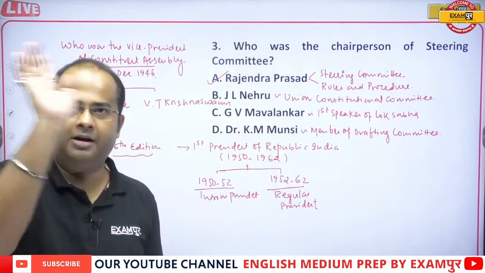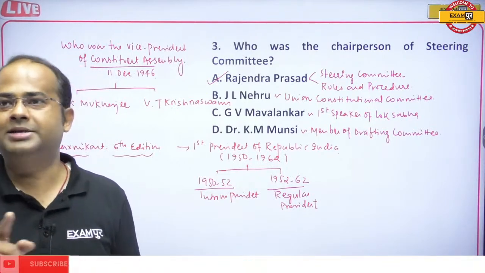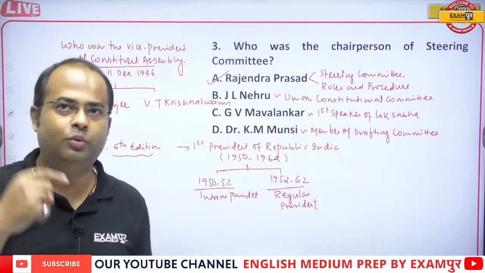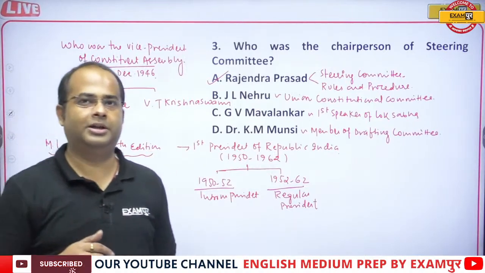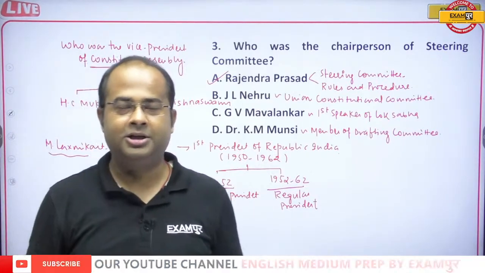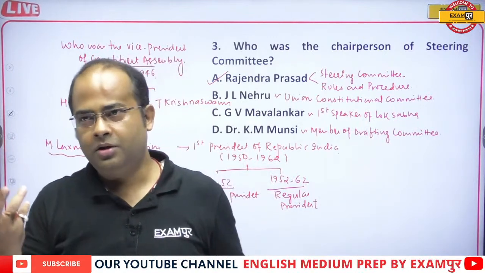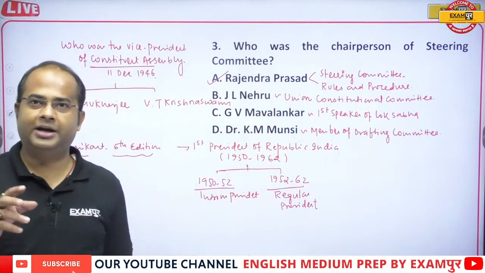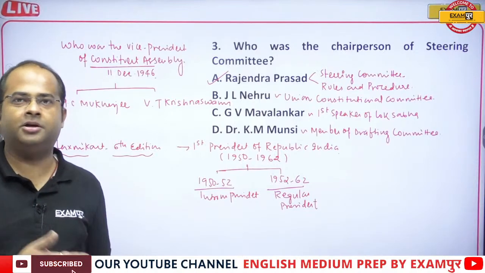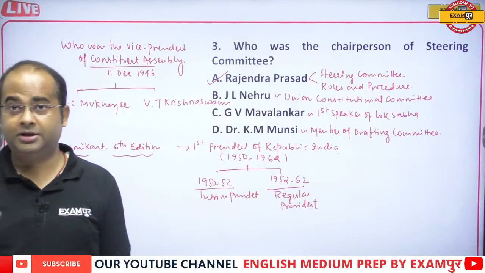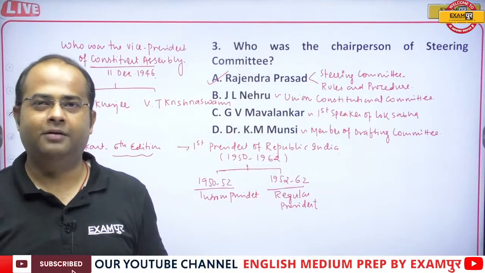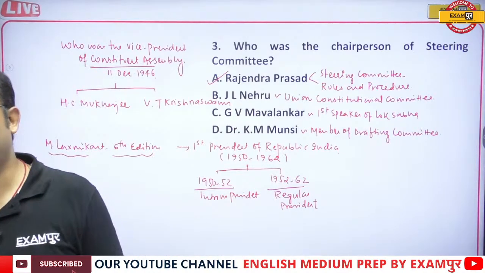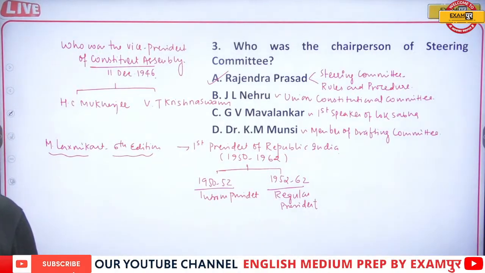One, H.C. Mukherjee, that we all know from the days, and second is V.T. Krishna Swami. So two were there. In the 5th edition of Lakshmikant, the name of V.T. Krishna Swami was not there. Then I read the 6th edition, then I found his name. So that was an interesting thing, because the name was not mentioned in the 5th edition, but it is mentioned in the 6th edition of M. Lakshmikant, that is considered the Bible of Indian polity for UPSC aspirants. So you can note down both the names, guys, because it may be asked in your exam.